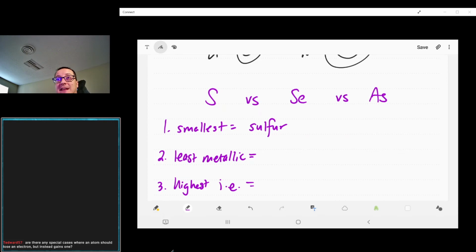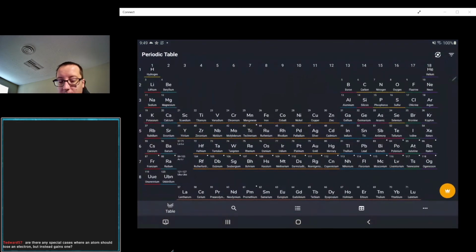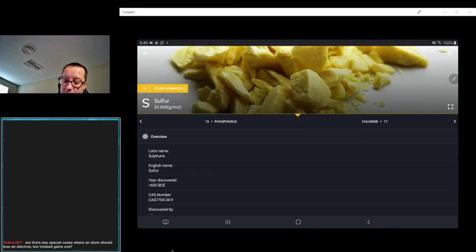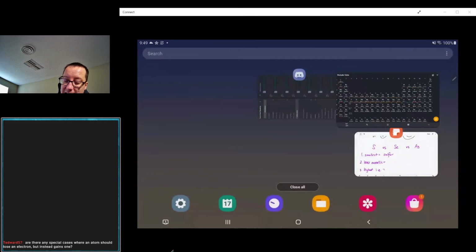Remember, that's the highest and furthest to the right. That is going to be the smallest one. If you want to think about what's the least metallic of them, we again will remember that francium, or I guess this UUE thing, is going to be our most metallic. And so if we're looking at least metallic, we're looking for the one closest to helium. As a result, that's going to be sulfur. It's going to be our least metallic.